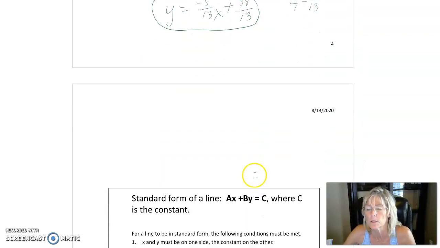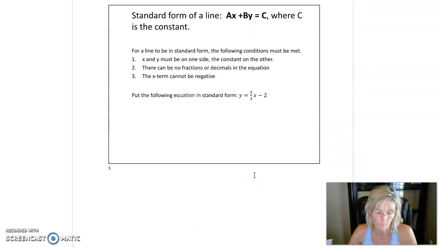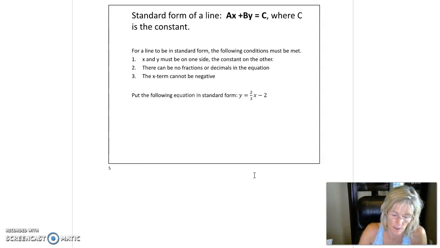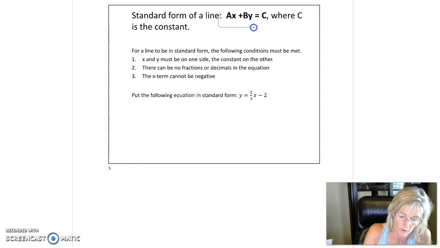Okay, so let's briefly talk about standard form. When an equation is in standard form, it looks a little different. The criteria for it to be in standard form, and we're going to use this in the rest of chapter 7 when we get to it: x and y must be on one side. There can be no fractions or decimals in the standard form. And x cannot be negative, so this leading term cannot be negative.